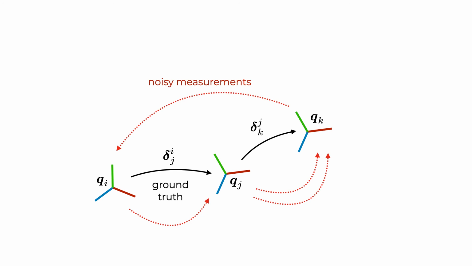Let's complete the formalization for SLAM. One usually has 2 types of edges in the pose graph. There are ground truth labels, which we've been looking at, that are initially unknown. Then there are other edges that represent the noisy measurements. The goal of SLAM is then to find the value of the ground truth edges using the noisy measurements.